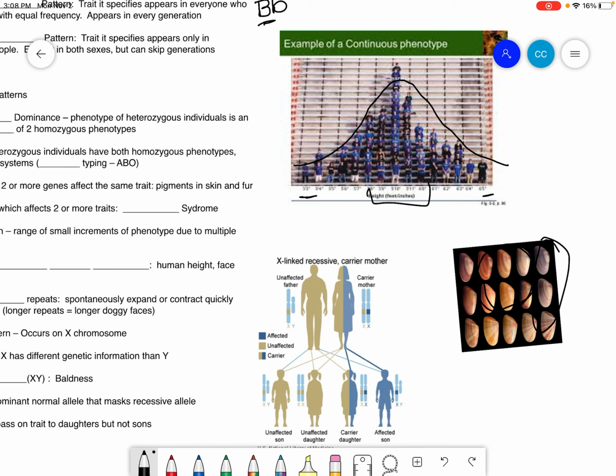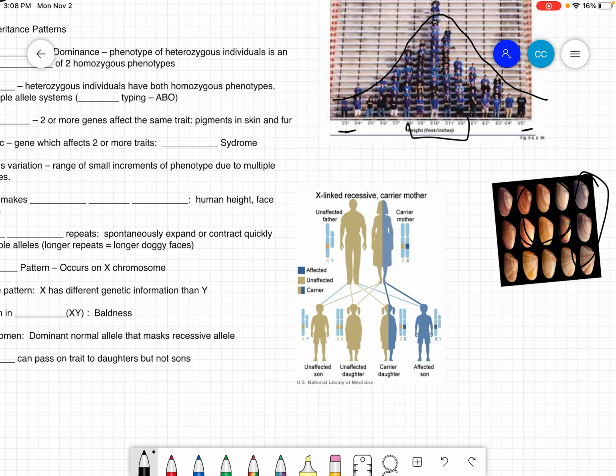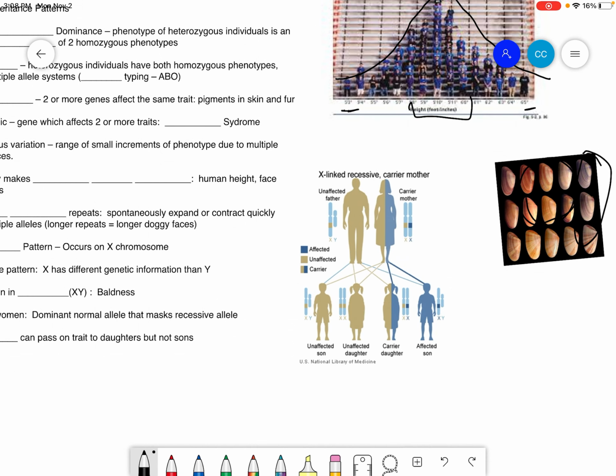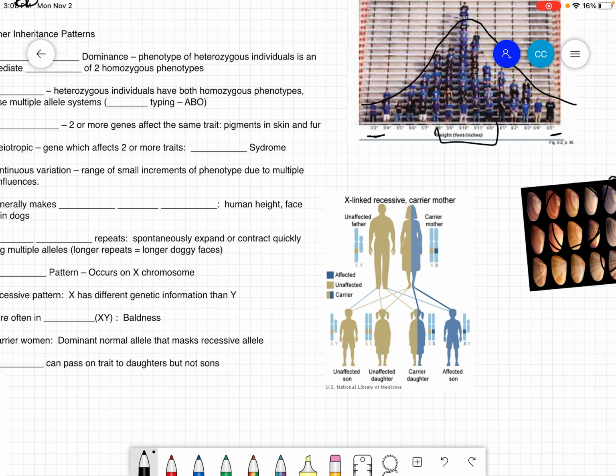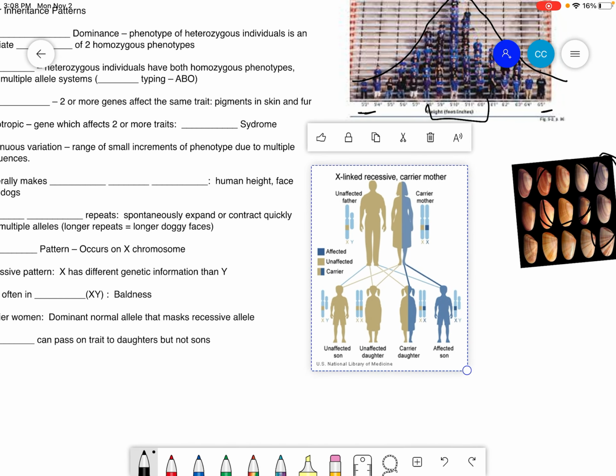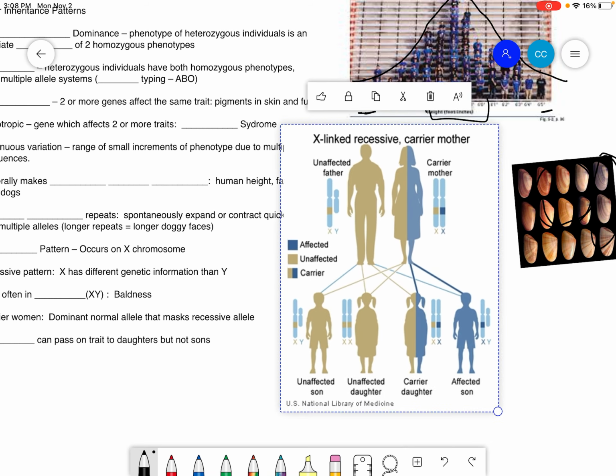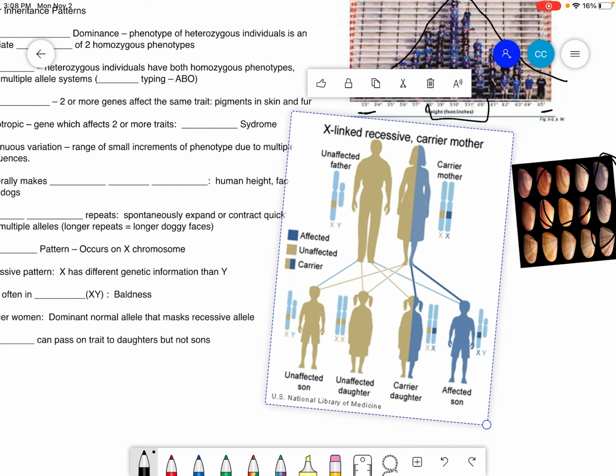In X-linked inheritance, you have genes that are carried on your X chromosome. So it is a recessive pattern. This is because the X has different genetic information than the Y chromosome. They used to be homologous chromosomes, but over time, and we'll talk about the mutation that caused that later, they changed. So the X's information is totally different than the Y information.